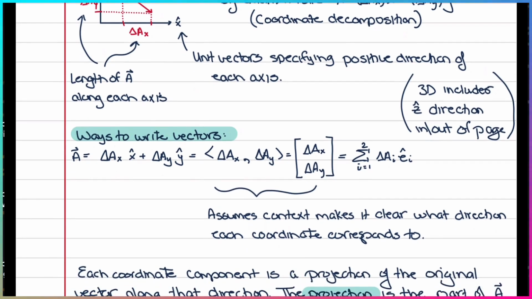The only thing to remember is that for these sorts of decompositions, or these sorts of ways of writing it, the context must be clear of what it's talking about. When I write this coordinate, in this context, this is the X coordinate, this is the Y coordinate. But I could have different axes.